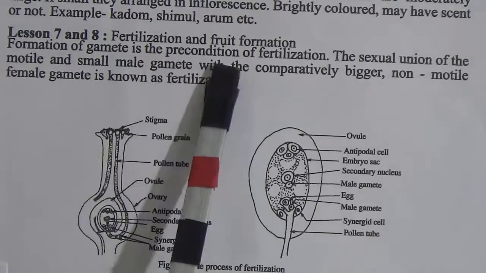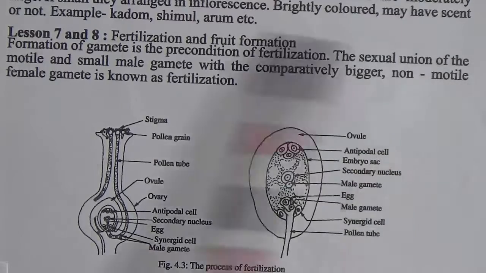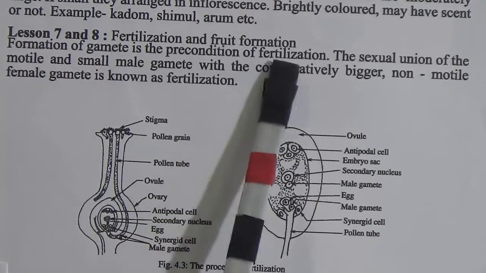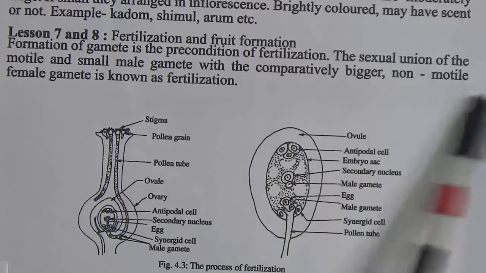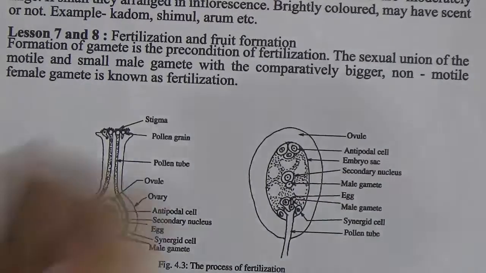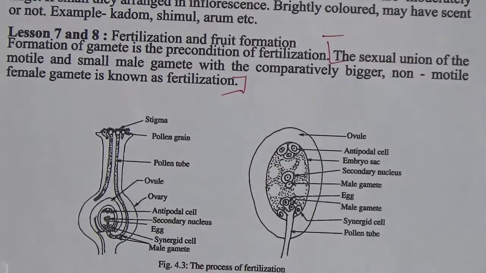Formation of gametes is the precondition of fertilization. The sexual union of a motile and small male gamete with the comparatively bigger non-motile female gamete is known as fertilization. This is the definition of fertilization. You have to learn this, dear students.